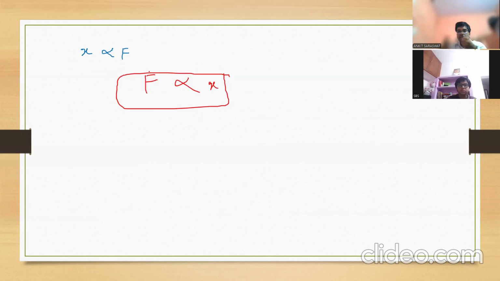F is directly proportional to x. It's very important. But remember, x should not be very high. It is not equal when you are extending much. Clear? Now F is proportional to x. If you remove the proportionality sign, F will be equal to what? Kx.